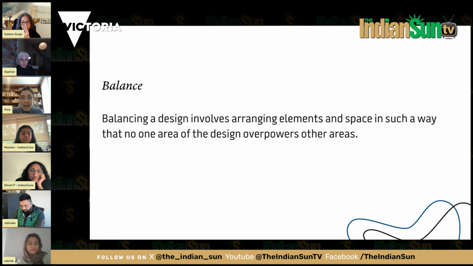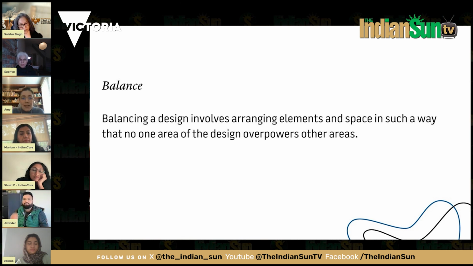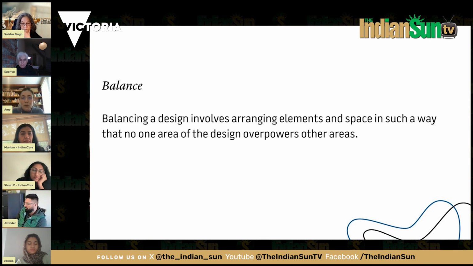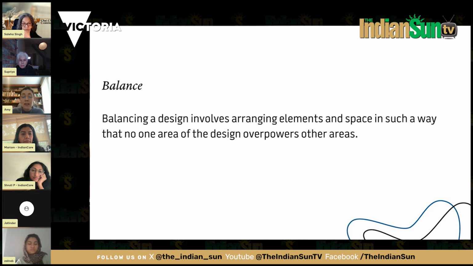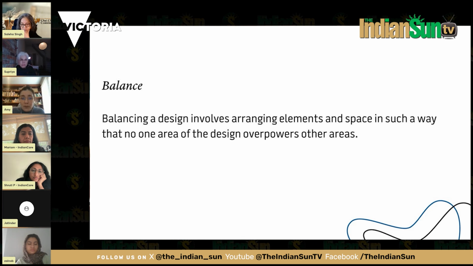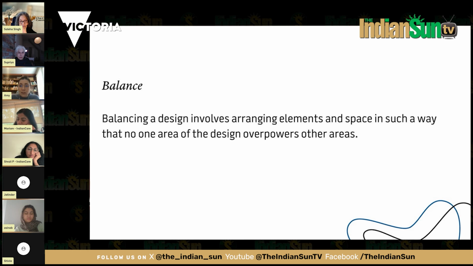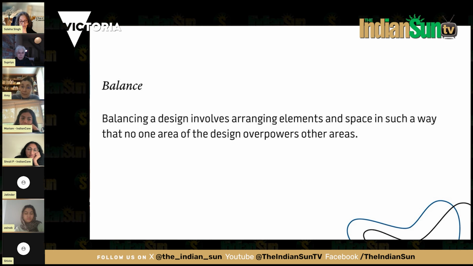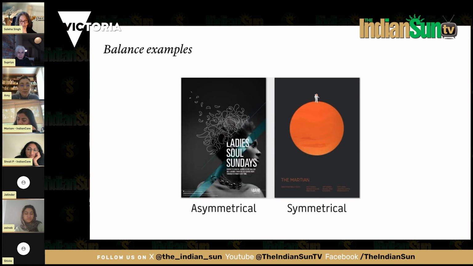So the next slide. Balance is really important. It involves a relationship between the positive elements, the stuff that you're putting on the page, and the space around it. And what we're always aiming for is a visual harmony of what you're seeing. And there can be two different types of balance. You can have a symmetrical or an asymmetrical type of balance. Next slide.